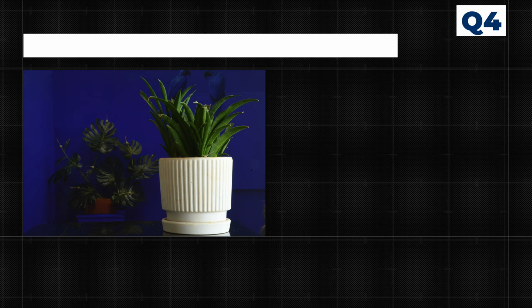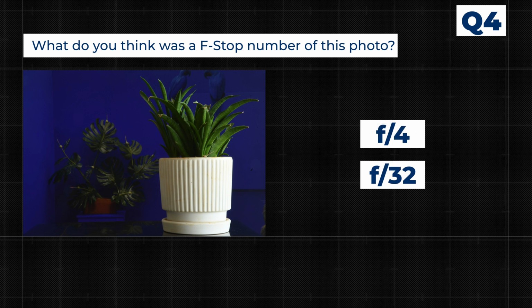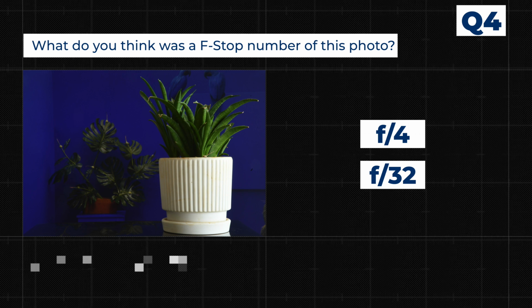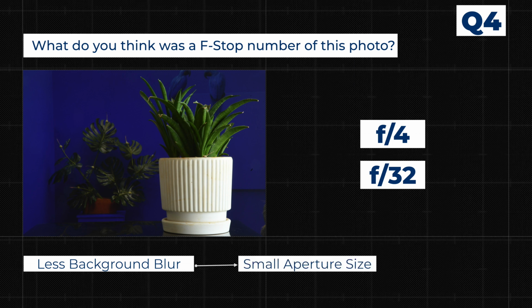Question number 4. What do you think was the f-stop number of this photo? f4 or f32? Assuming that the aperture is the main factor in the image controlling the depth of field. Now, again, let's address this question in terms of the size of the aperture. In this image, the background seems to be in focus, which means it has less background blur, which means it has a smaller aperture size. And smaller aperture size means a bigger f-stop number, and hence the answer would be f32.